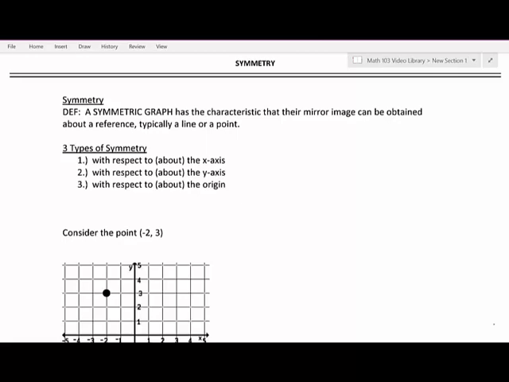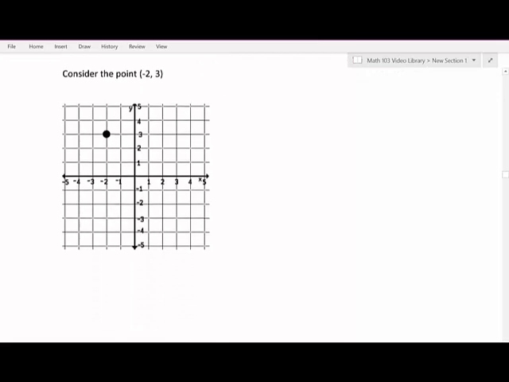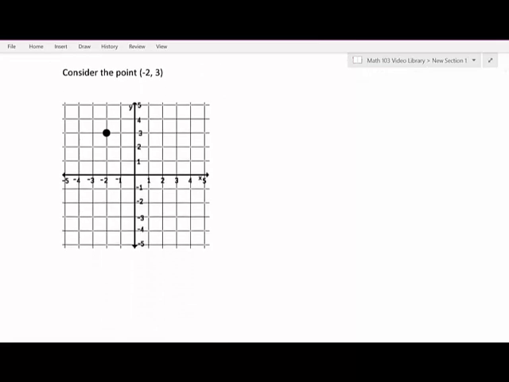We're going to be discussing three types of symmetry. Symmetry with respect to the x-axis, with respect to the y-axis, and with respect to the origin. I have "about" there in parentheses because sometimes you'll see it written symmetry about the x-axis or about the y-axis. Just two different verbiages that are used. So let's start by considering the point (-2, 3).